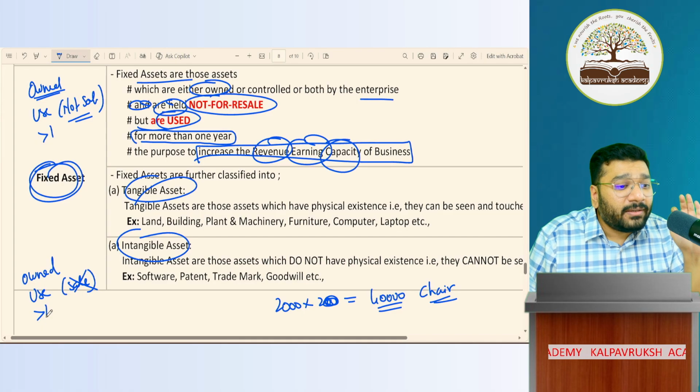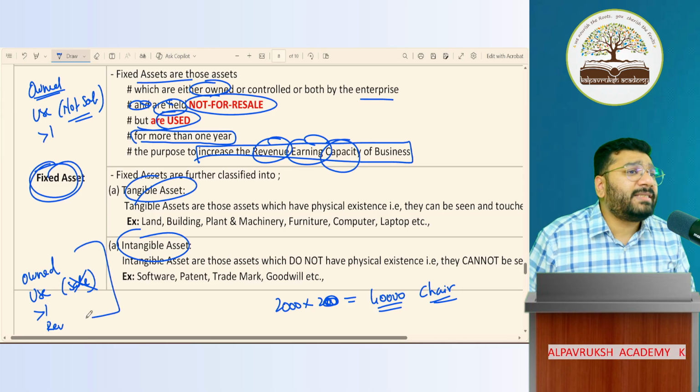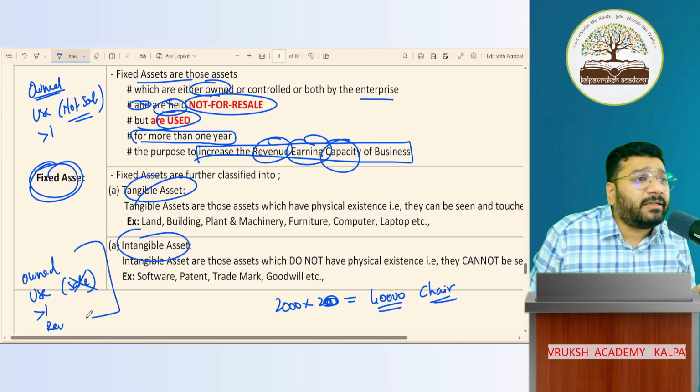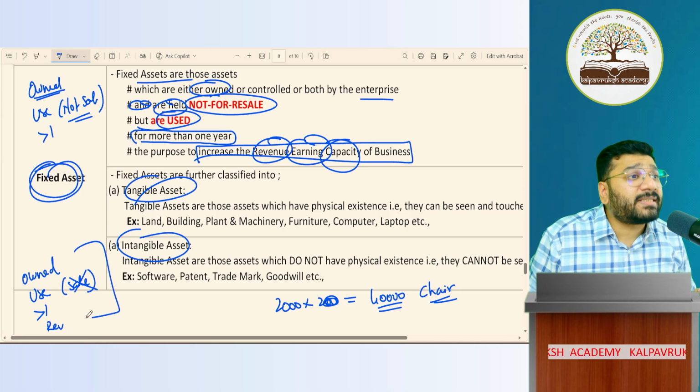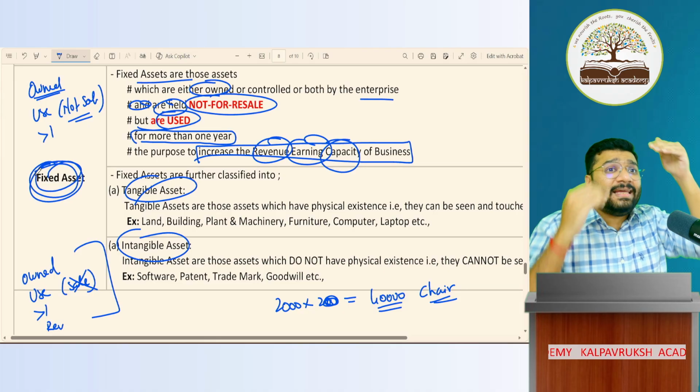Clear or not clear? If all these conditions are satisfied, I will call this an asset. But what type of asset is this? This is called a fixed asset. Under asset, what category? Fixed asset.